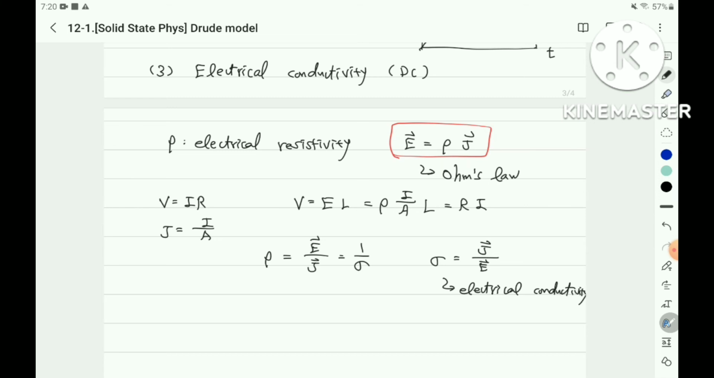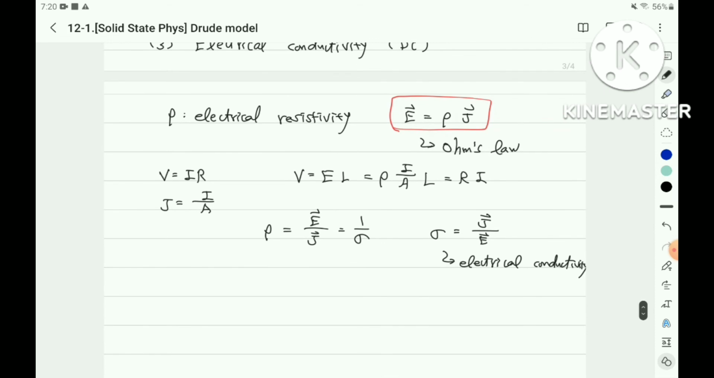But even though it is a numerator and denominator aspect component, and sigma is the tensor value, in general, the electron accelerates along the applying direction of the electric field. That's why electrical conductivity can be thought of as a scalar value, because the J direction and E direction are parallel with each other. And electrical resistivity also can be considered as a scalar value, because the E direction and J direction are identical.